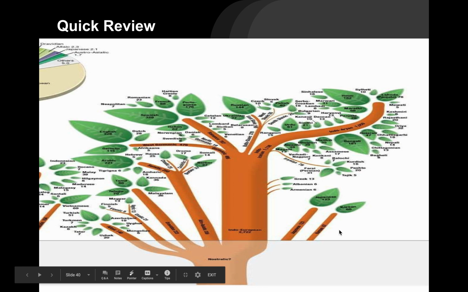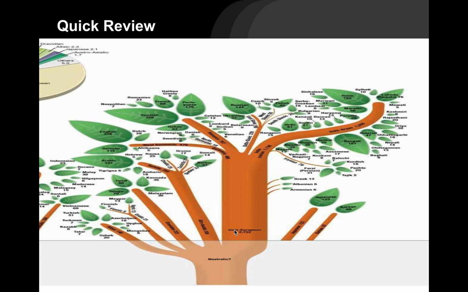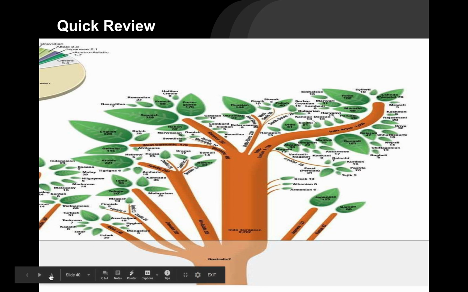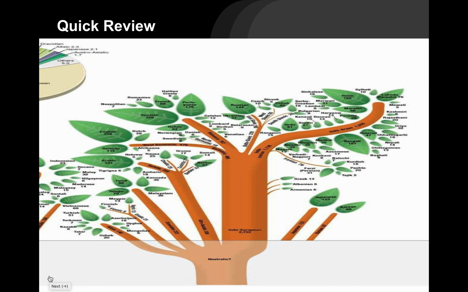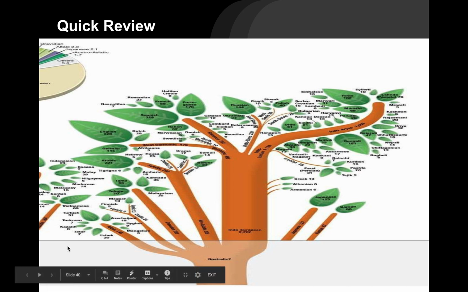Here we have again a quick review of the Indo-European language family tree. Make sure you can understand each of the definitions of language family, branch, language group, and languages. And then tell me how a language evolves from a language family.